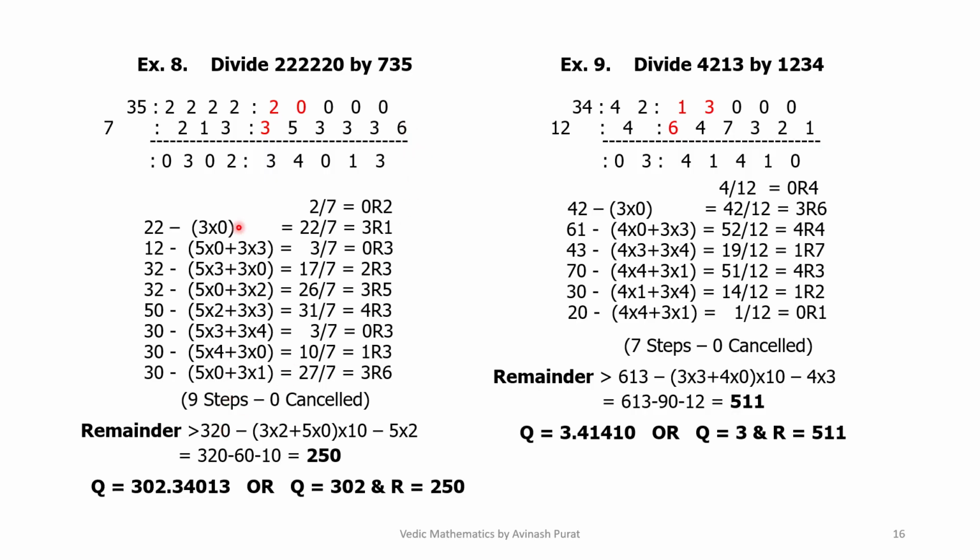So in this case only 9 steps are there, no cancellation is there. So the remainder is 320 minus 3 into 2 plus 5 into 0, that is multiplied by 10, and minus again 5 into 2, 10. So 320 minus 60 minus 10 is 250.